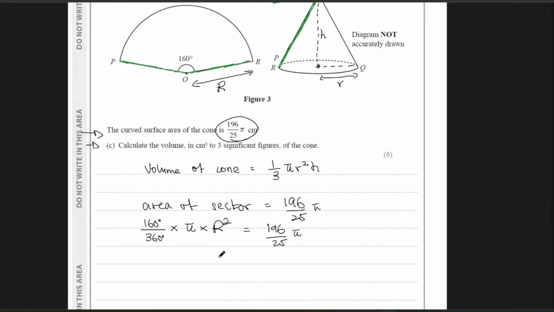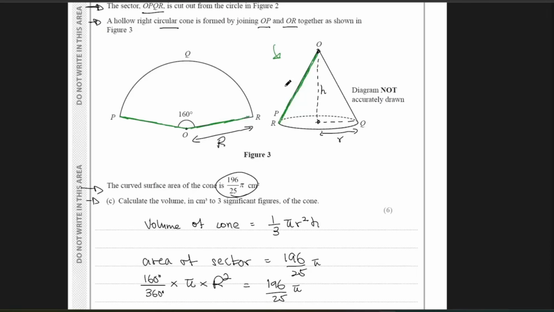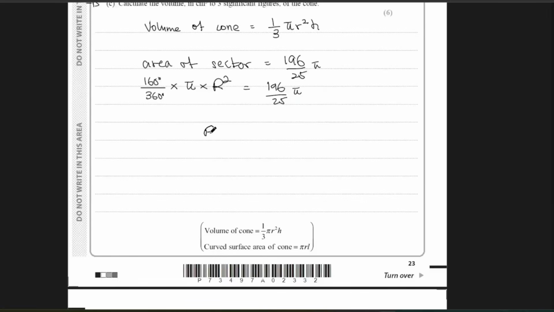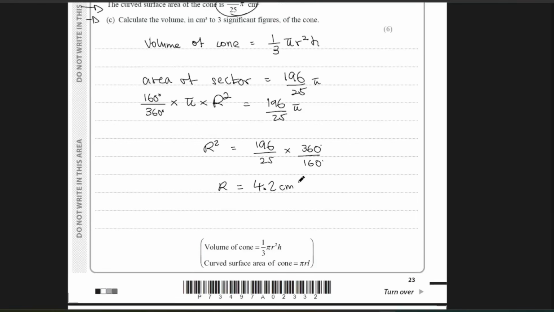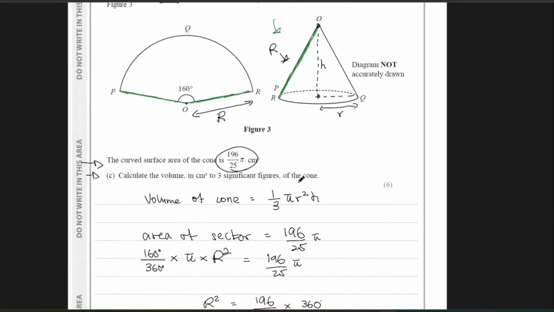From here, we can calculate the capital R value, the radius of the sector, or you can also say the slant height of the cone. This is also R. R squared is equal to, we can cancel the pi's on both sides, so 196 over 25 times 360 over 160. Then our value would be square rooting this, and this gives us 4.2. The radius of the sector is 4.2 centimeters. Okay, we found the radius.